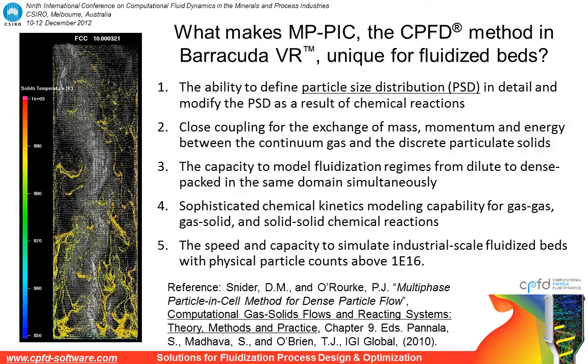In addition, it's necessary to model the chemical kinetics in detail for gas-gas, gas-solid, and solid-solid chemical reactions, for the simple reason that these devices are most often designed, built, and used for the purpose of operating a chemical process continuously. If we could do those first four items, but could not model anything larger than a coffee cup in a reasonable time, we wouldn't be able to have an industrial solution for real operating fluidized beds. So we also need number 5, the speed and capacity to simulate industrial scale fluidized beds with very large particle counts.